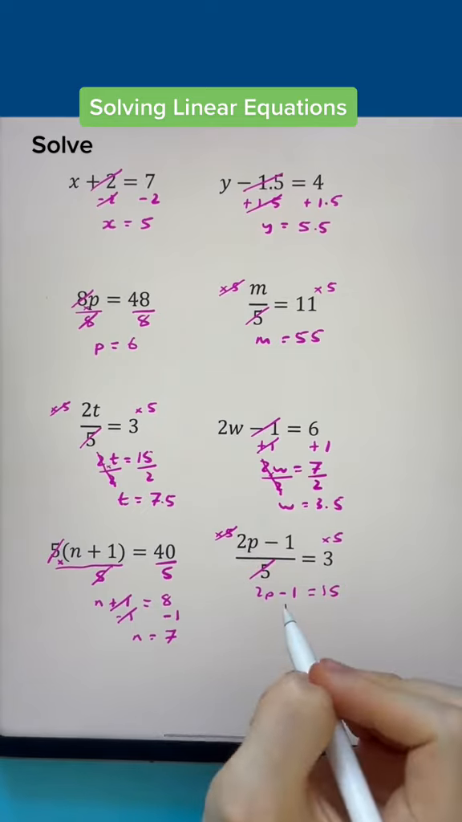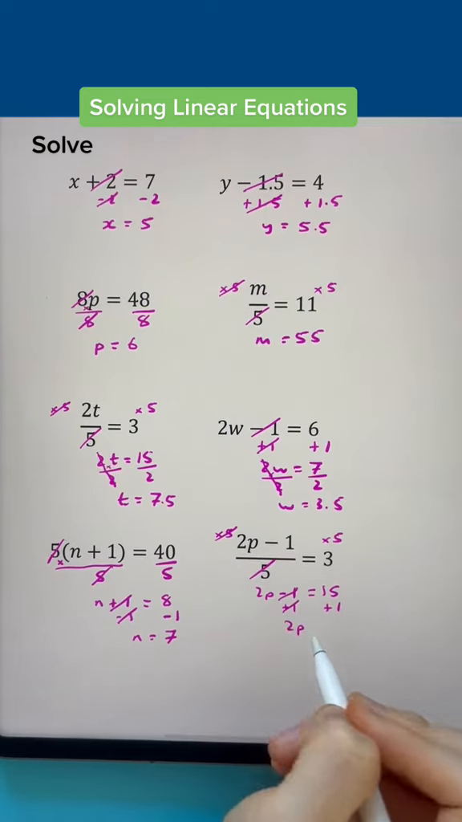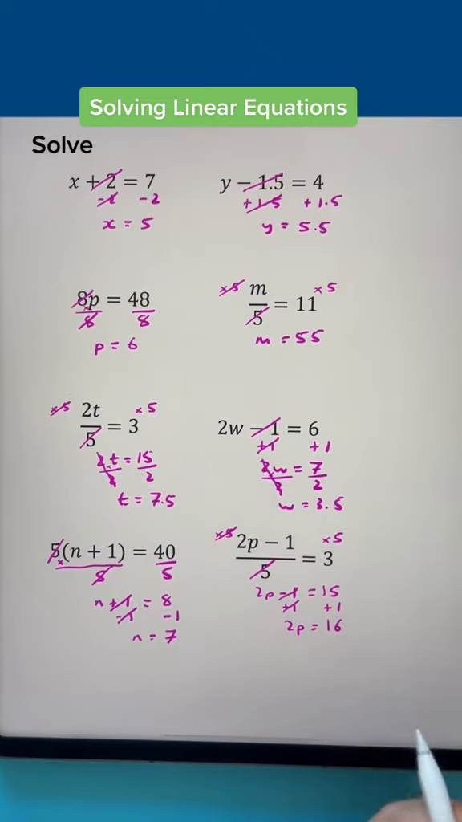The opposite of minus 1 is to add 1 to both sides. Negative 1 add 1 will cancel to leave us with 2p. On the right hand side, 15 add 1 gives us 16.